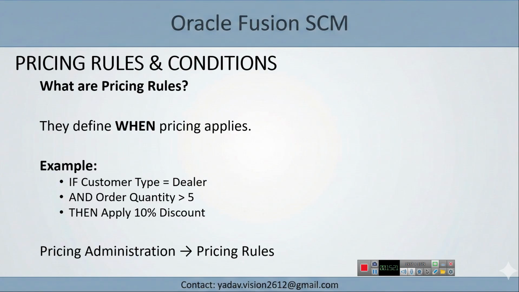Now the major important thing: the pricing rules and conditions. These define when exactly the pricing or the discount needs to be applied. The pricing rules will check all the conditions and bring the final price of the item. It will check the customer type and the order quantity, and finally it will apply that discount and give you the final price.